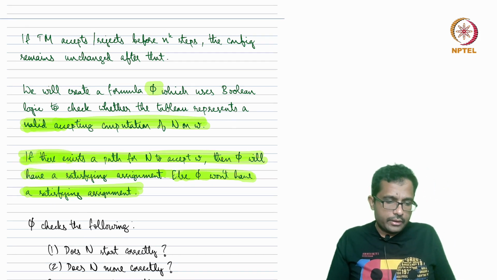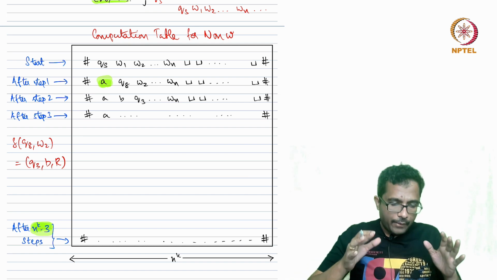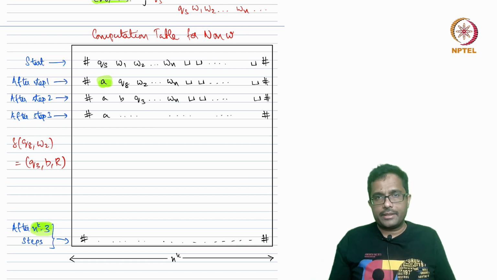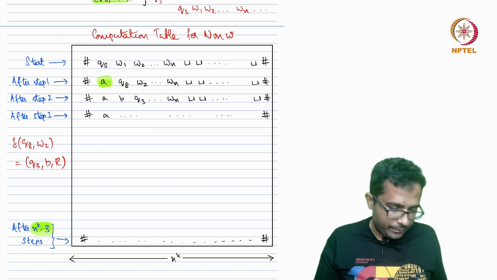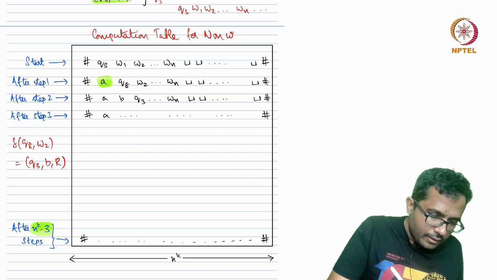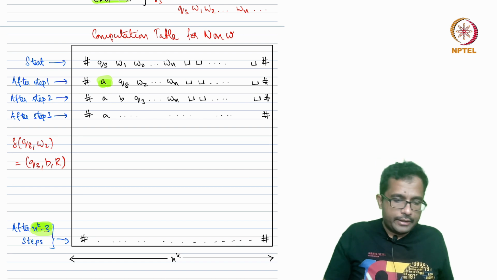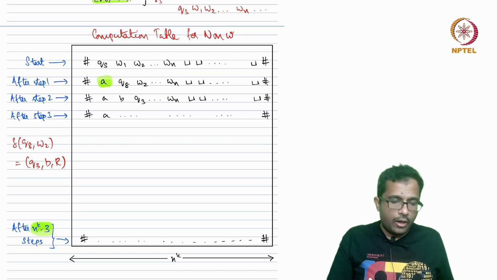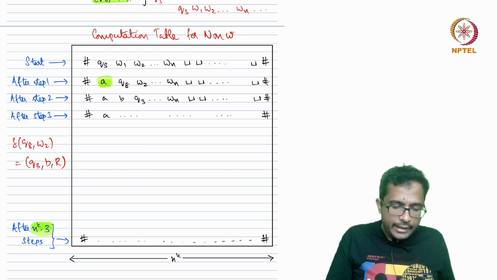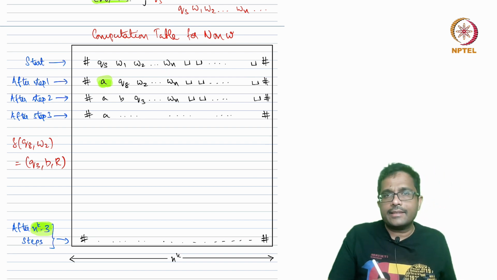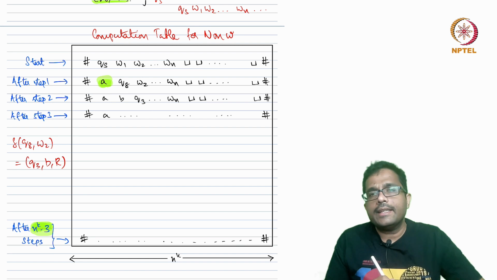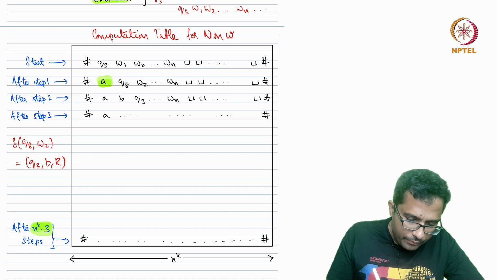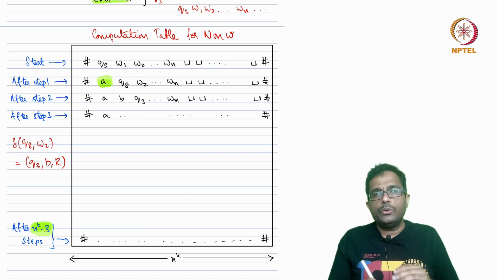So the idea is to somehow encode this computation table and check whether there is a sequence of computations that lead to accept. So the formula will have to check multiple things, right? The formula will have to check that this is a valid sequence of computations. It will have to check, is the first row the valid starting configuration of N on W? Then it has to check, is the second row a valid successor of the first row? And then, is the third row a valid successor of the second row? And so on and so on. And finally it has to check, does the computation sequence lead to accept?